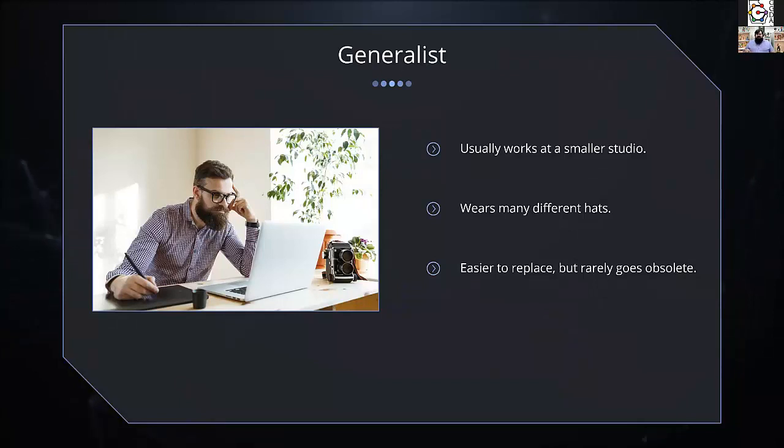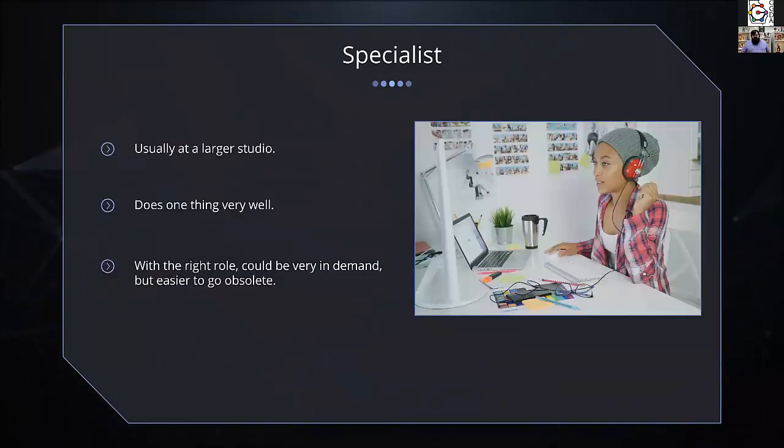The generalist usually works at a smaller studio. They wear many different hats. They're easier to replace, but they rarely go obsolete. So if that's the pathway of your career, you might consider generalist. And then some people are specialists. They tend to work at larger studios. They do one thing really, really well. And with the right role, they can be very in demand, but sometimes they can go obsolete if they figure out a way to automate or make a job easier.